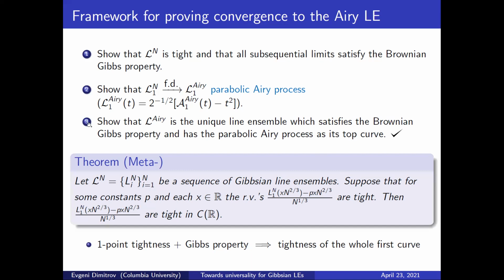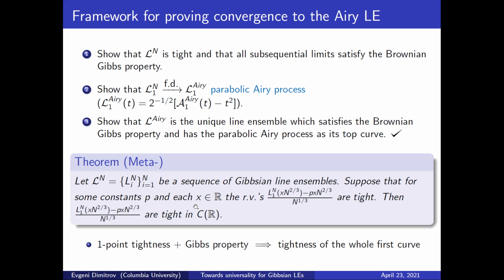I'm going to explain the progress towards establishing tightness for 2 types of models. And for each one of them, I will formulate a statement that looks like this. You'll be given some sequence of discrete line ensembles. And what you will have as an assumption is that the 1-point marginals of the top curve of these ensembles are tight under suitable shifts and scales.